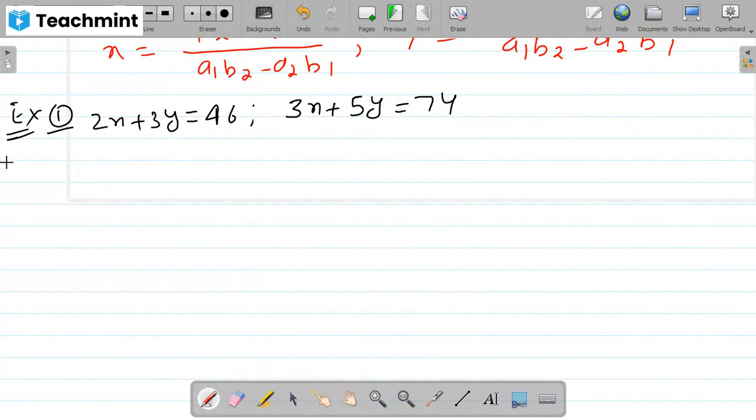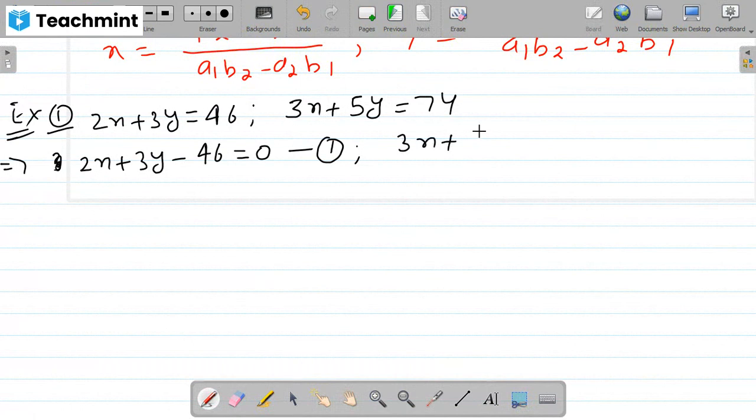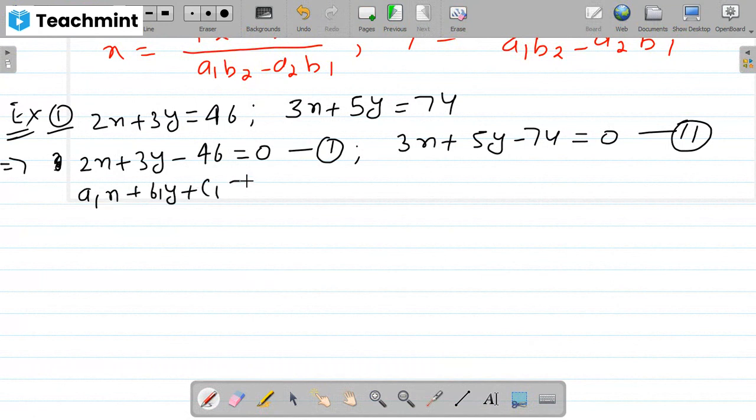First of all, rewrite these equations: 2x plus 3y minus 46 equals 0, this is equation first, and 3x plus 5y minus 74 equals 0, this is equation second. Now comparing these equations with a1x plus b1y plus c1 equals 0 and a2x plus b2y plus c2 equals 0.